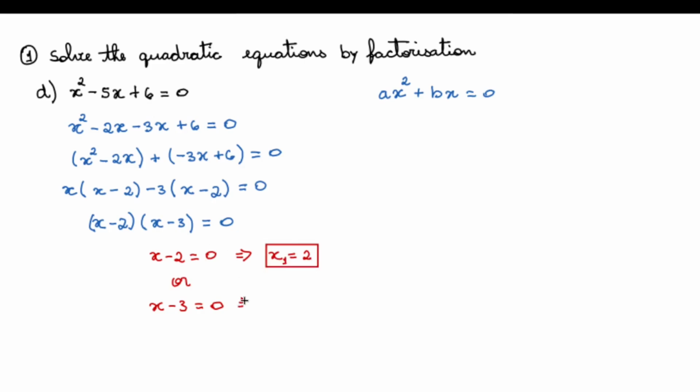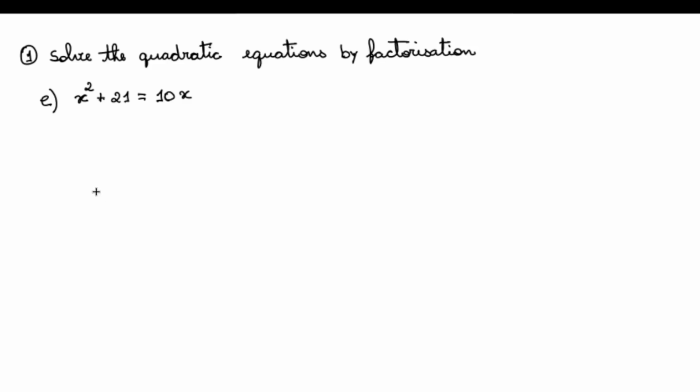And the second one is solved to give the second solution of the quadratic equation. So the solutions of the equation x² minus 5x plus 6 equals 0 are x1 equals 2 or x2 equals 3. Let's see another example.